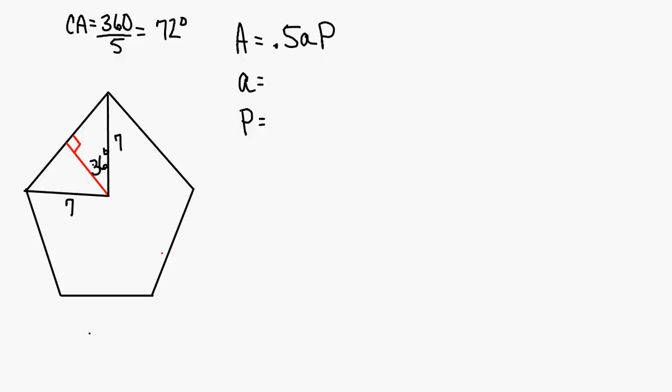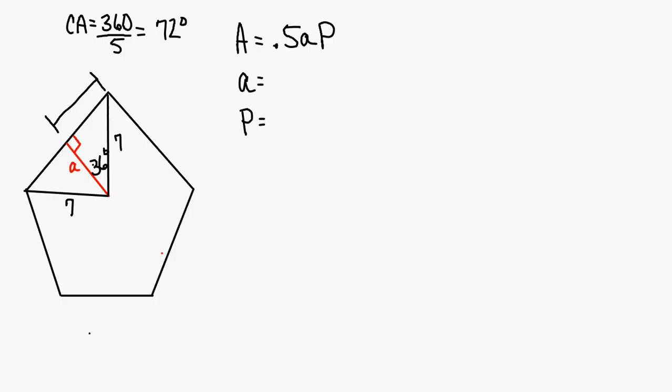And now if you find the length of the red segment, the apothem, and if you find the length of this segment right here, the side opposite the 36 will be half the length of the side. If you find that length, you can double it, and it'll give you one of the sides of the pentagon. And then you multiply it by 5 to get the perimeter. So let's find the apothem first, this red segment.